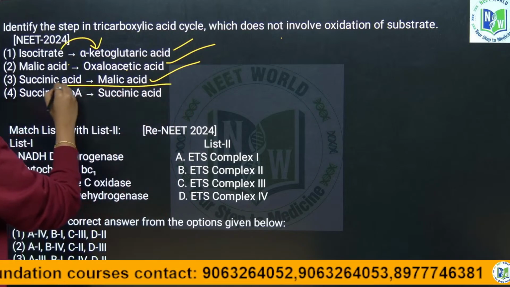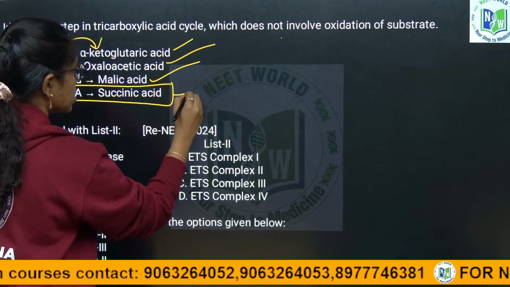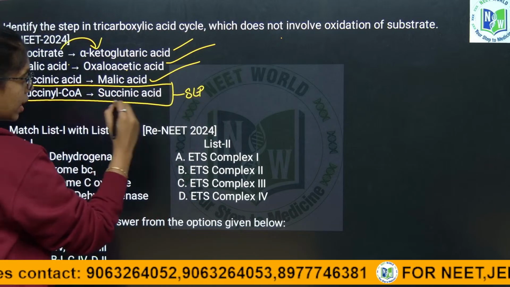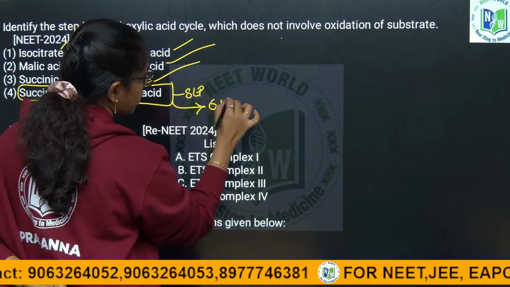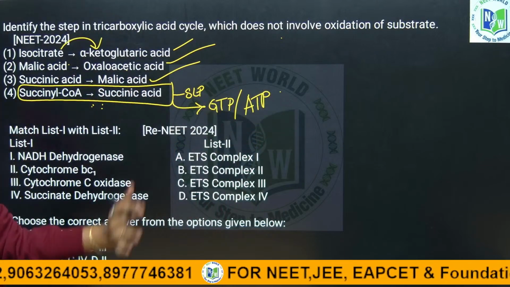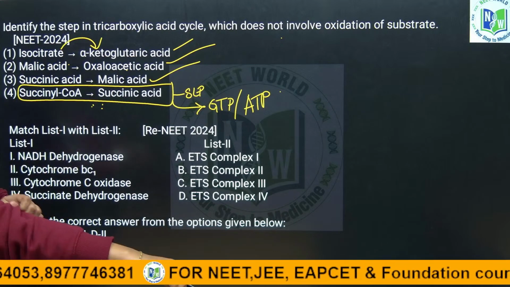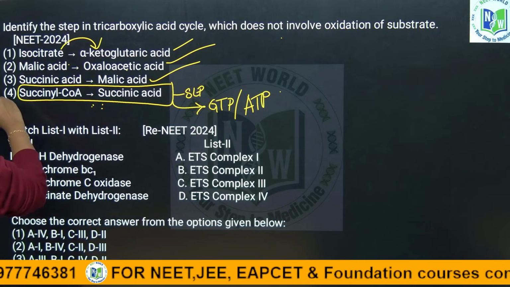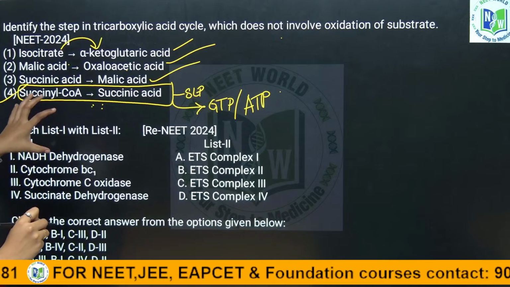If you look at succinyl CoA to succinic acid, it is substrate level phosphorylation, which releases GTP or ATP. This is not an oxidation. Here there is no involvement of oxidation of the substrate. So option 4 is the correct answer.